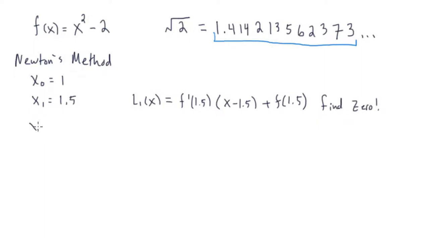And what do we get? Well, the next approximation is 17 over 12. That is 1.41 and then repeating 6's after that. But that's looking pretty good. We're already accurate up to 2 decimal places, 1.41, 1.41.